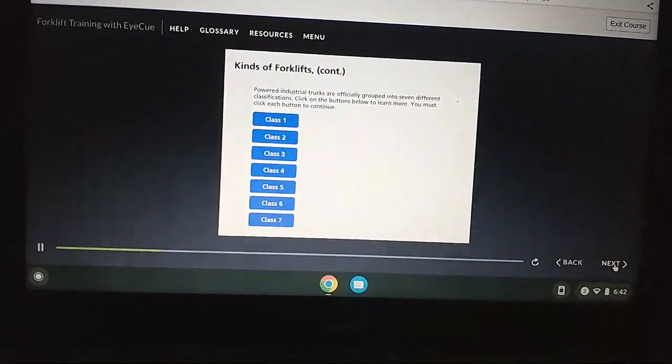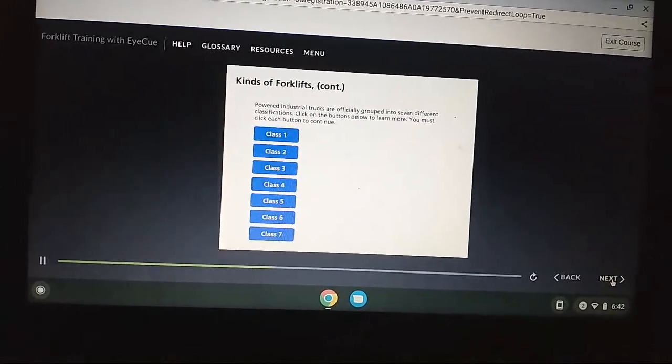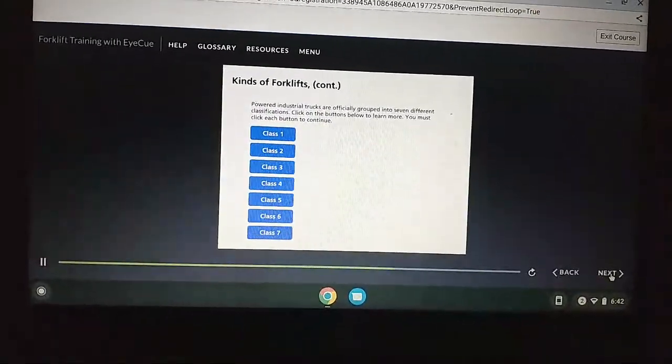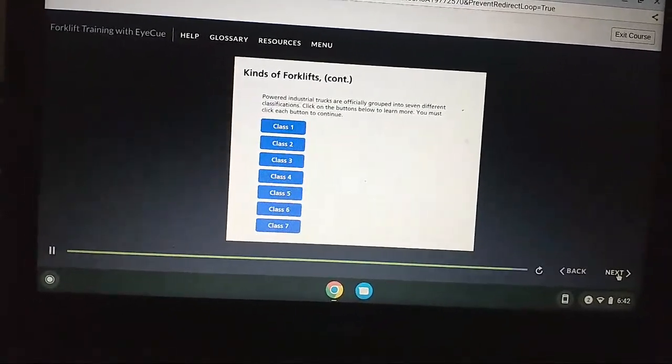Powered industrial trucks are officially grouped into 7 different classifications. Click on the buttons below to learn more. You must click each button to continue.